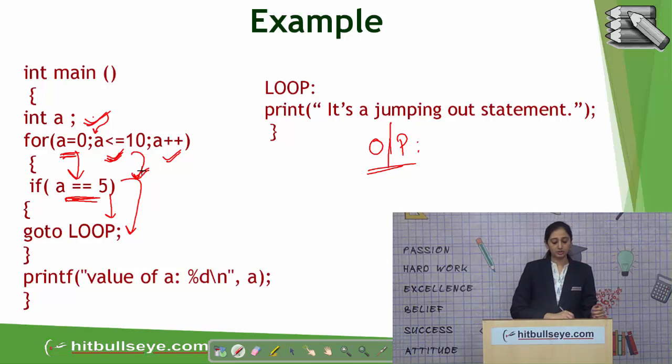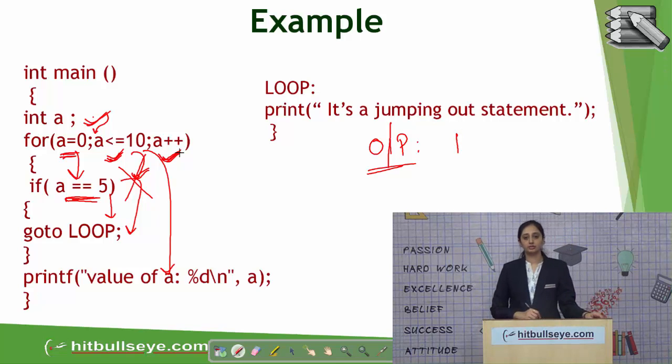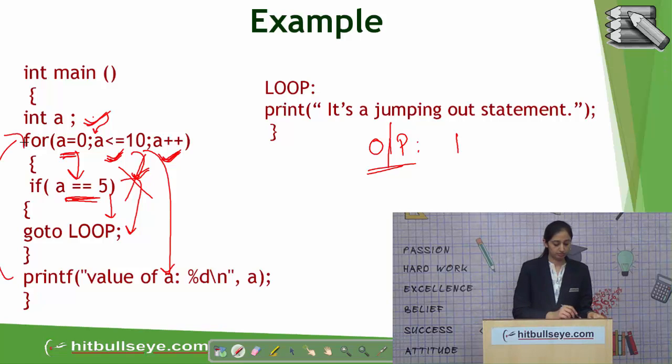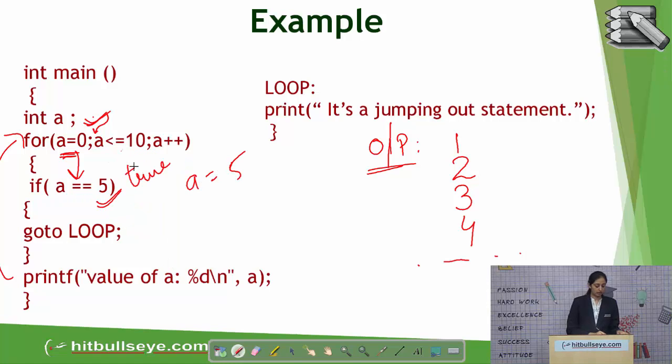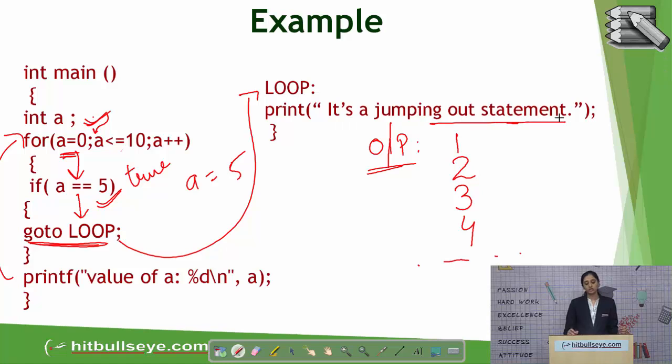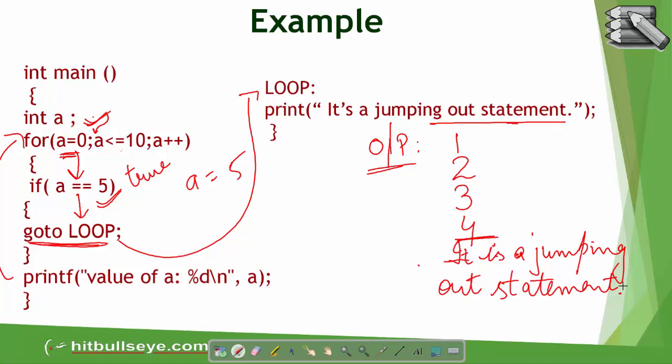the condition is checked. Here the condition is not true, so it will not go inside that block, it will directly go to the printf, and the value becomes 1. Why? Because it is after incrementation. Now it will go again through the loop, and the value becomes 2, 3, 4. When the value of a is 5, this condition becomes true. Now it will go inside the if, this statement will be executed, goto loop, it will go to this part, and it is a jumping out statement. After that it will terminate the program. So the output of this program will be 1 to 4, and at the end it is a jumping out statement. So it is being avoided because it makes the program more complex and hard to understand.